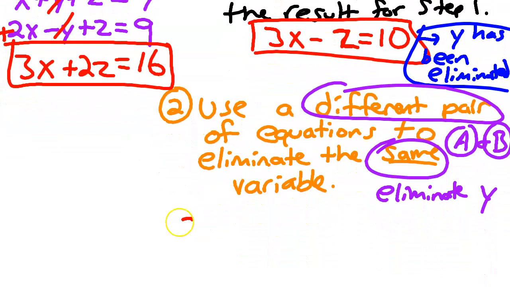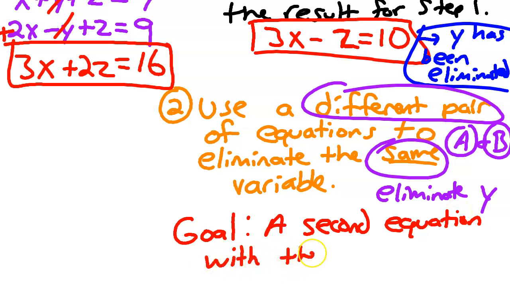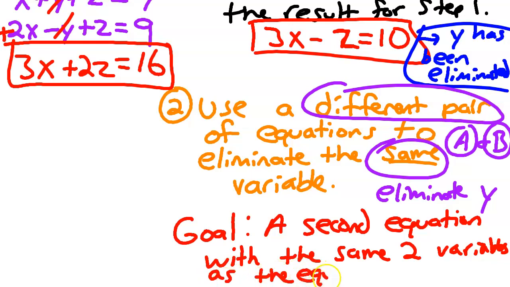Let me go ahead and write that down for you. I know it's a lot of writing. But the goal here is to get a second equation with the same two variables as the equation from step 1. Hope that's legible enough. And we've accomplished our goal.